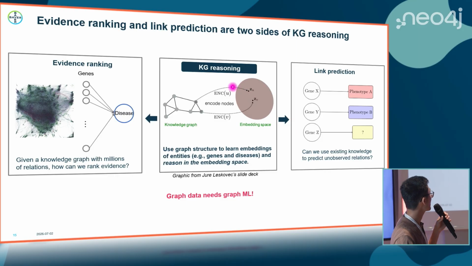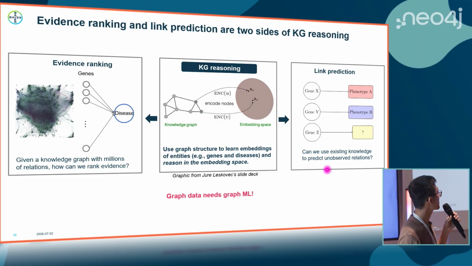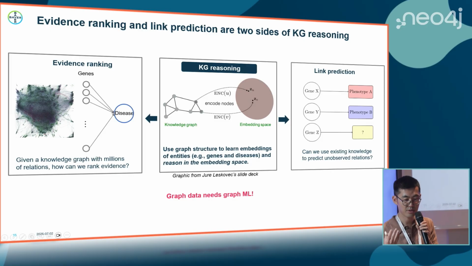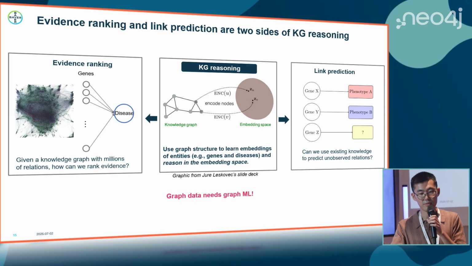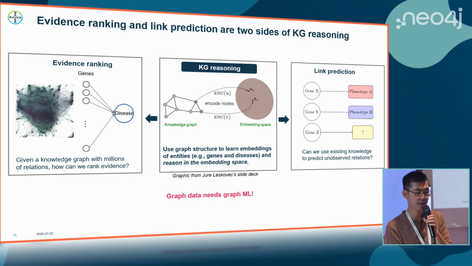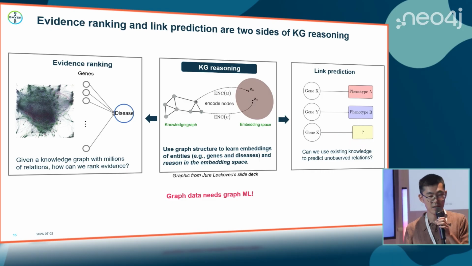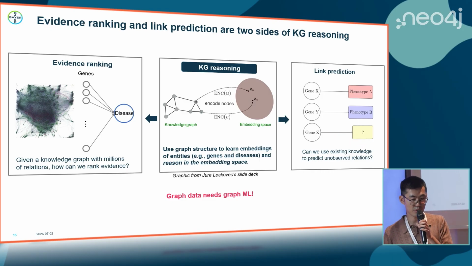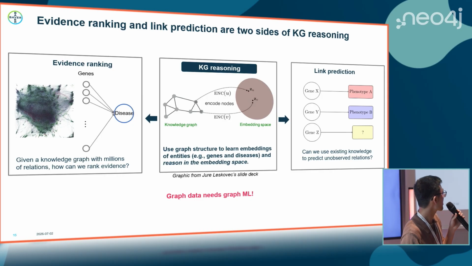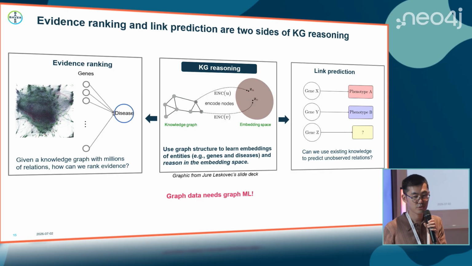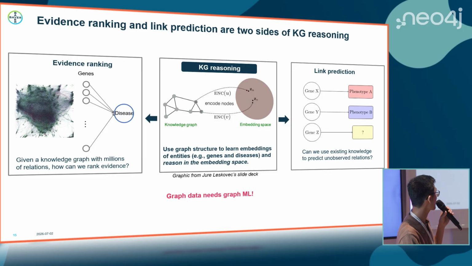For machines, you do need to have some numerical representations, and you can do something like link prediction because you can define a scoring function that combines, let's say, vectors of certain entities. And this question of whether a gene is connected to a certain phenotype can be formulated using these embeddings. So link prediction is one application or one manifestation of knowledge graph reasoning. The other one is actually evidence ranking.